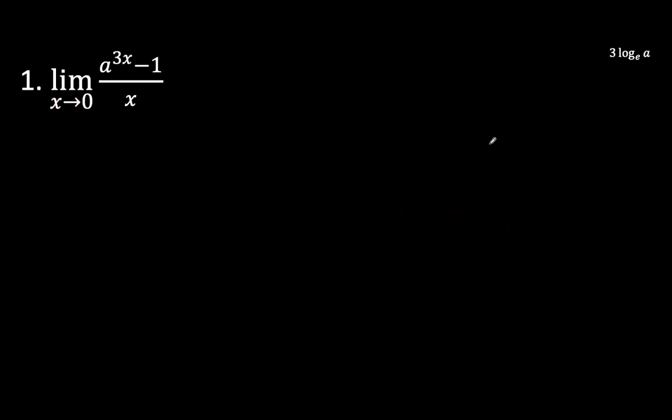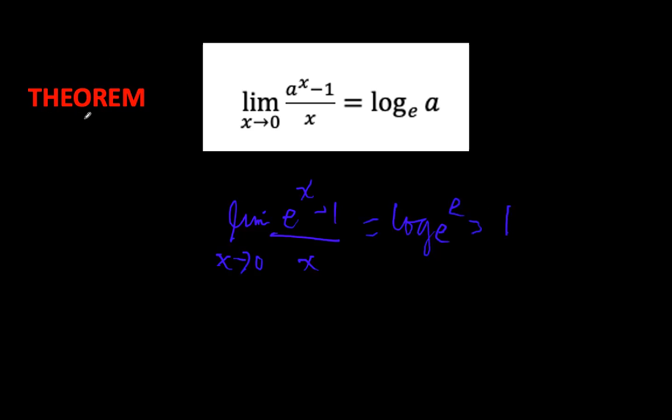So let's apply this theorem. Let's talk about problem number 1, which is the limit of a raised to 3x minus 1 all over x as x approaches 0. Now the question there is, how are we going to apply the theorem that we discussed here? Okay, again, the limit of a raised to x minus 1 all over x is equal to the logarithm of a base e.